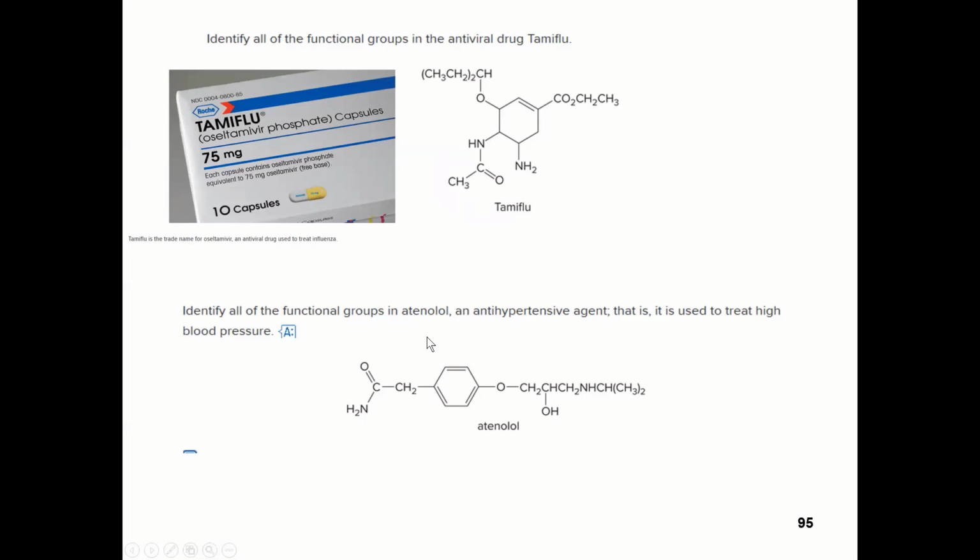Okay, so now this compound here, atenolol, you have an amide group here, a carbonyl oxygen nitrogen group. You have a benzene ring here, or an aromatic group. You have an ether oxygen here, an oxygen-carbon on the side. Here you have a hydroxyl group, similar to an alcohol. And then here I see a nitrogen, which is bonded to a hydrogen and two other carbons. So this group here is an amine group. Okay, so here are examples of identifying functional groups in two different pharmaceutical compounds.